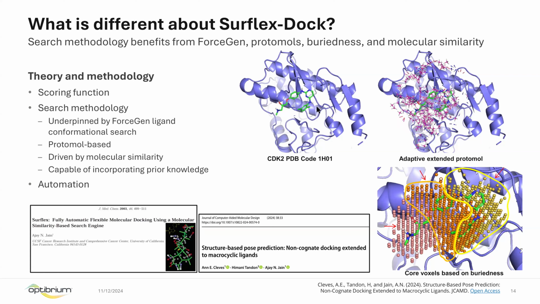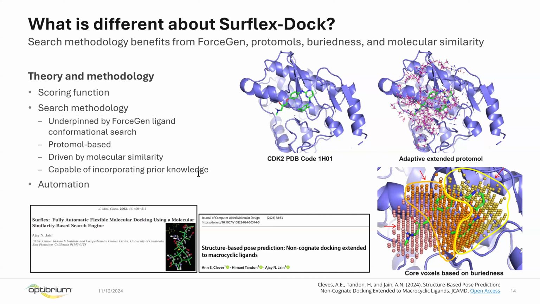And so this is CDK2 with a small inhibitor here. You can see that the protomol covers the inhibitor really well, but it also extends way out into the solvent front around CDK2. We also calculate a notion of what the most buried parts of the binding site are. So the yellow spheres here are marking the deepest part, the orange ones moderately deep, and the pink spheres are marking where things start to reach towards solvent. So now we're using this calculation of buriedness and the protomol in order to help guide the docking.